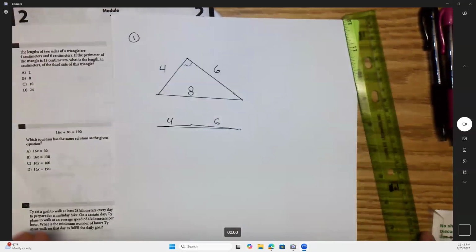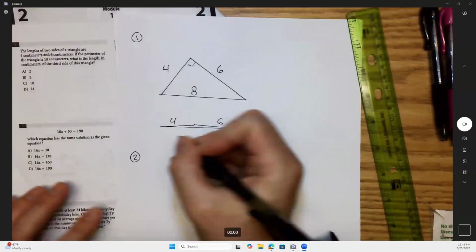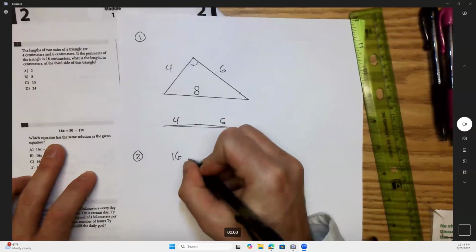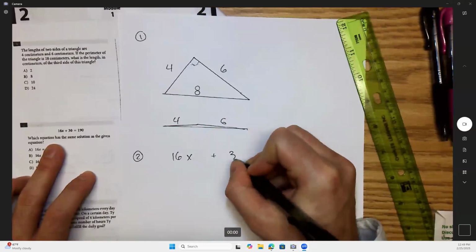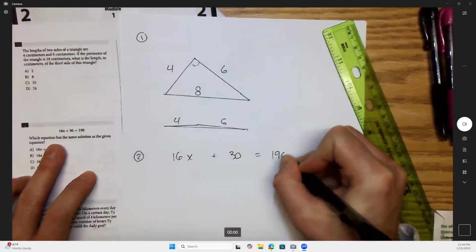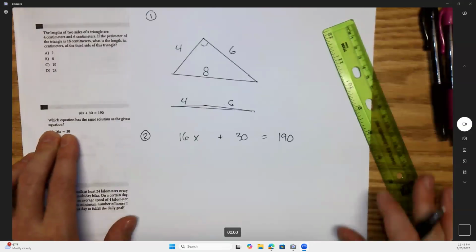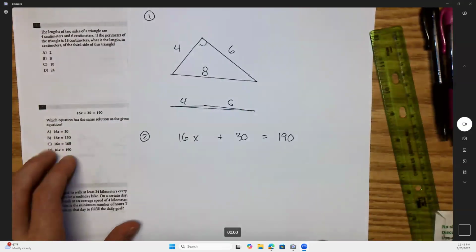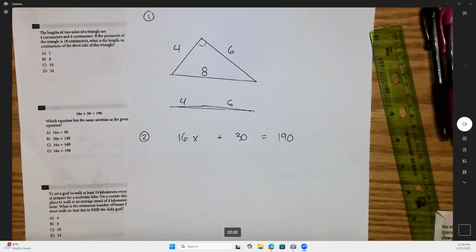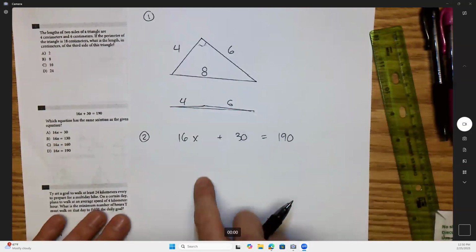Okay, number 2. They give you 16x plus 30 is 190. And the question is, which equation could have the same solution? A lot of these, if you take a peek at their answers real fast, you can get an idea of the format they're looking for. They don't want you to actually go all the way and solve for x on this one. So what could be the same?